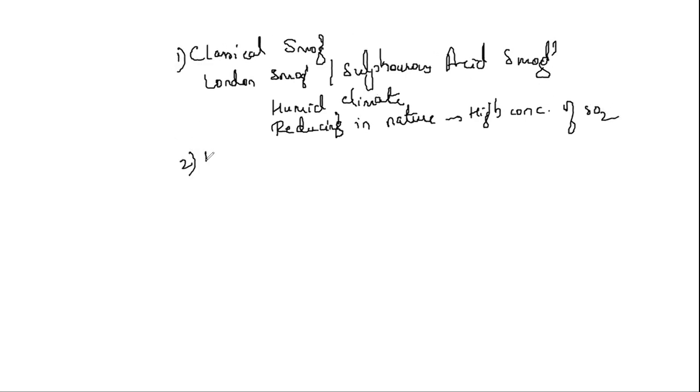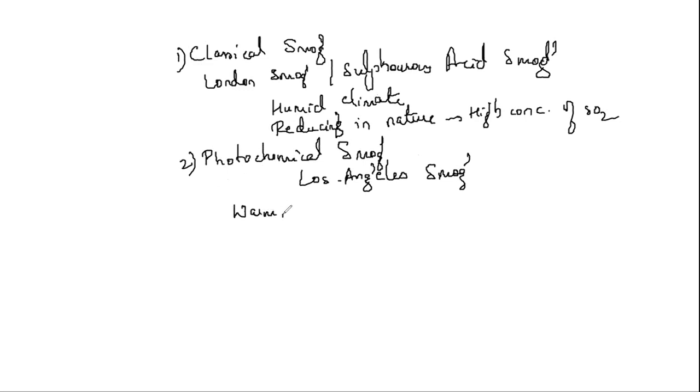The second type of smog is photochemical smog. It is also called Los Angeles smog because it was found in Los Angeles. This is formed in warm, dry, and sunny climate. Photo means in presence of light, therefore it is found in sunny climate. Photochemical smog is the result of a chemical reaction of sunlight with nitrogen oxides and volatile compounds, that is hydrocarbons.